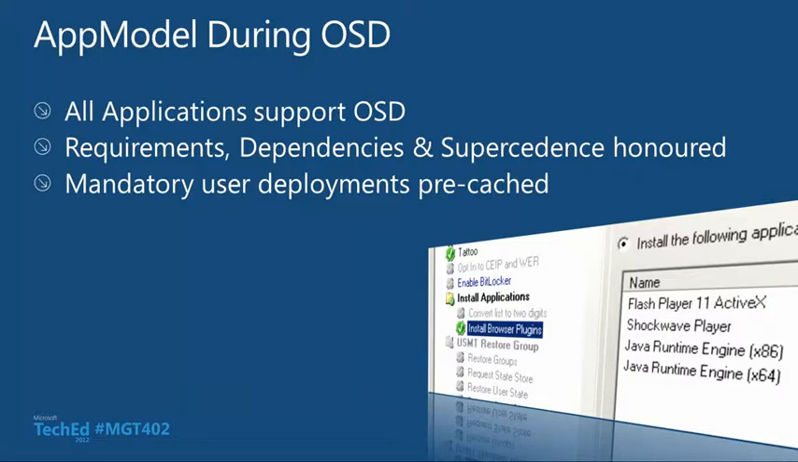Okay, with user device affinity, that is recognized during OSD, if so you require. What it will essentially do is during OSD, the user affinity part of the agent talks back to Config Manager, works out which users have been established as a primary user and which applications have been deployed to them which are required. What it then does, it allows the task sequence to run through as normal. It then pre-caches all those applications, and in most instances will also install them. But this is only for stuff that's required.